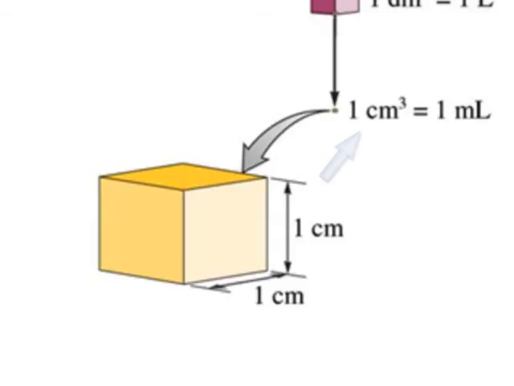Now this is going to be an important factor because we use this as a basis for a more common unit of volume, which is milliliter. So 1 centimeter cubed is equal to 1 milliliter. You need to know that conversion.